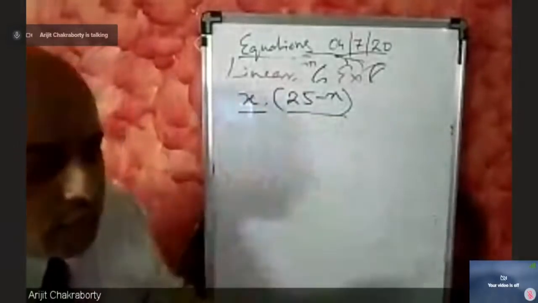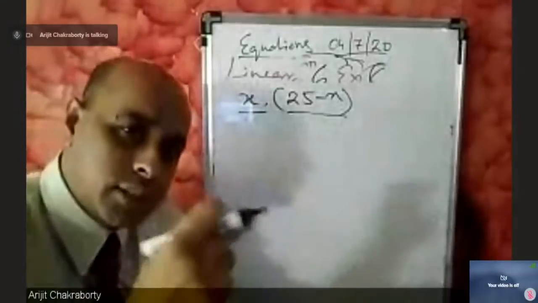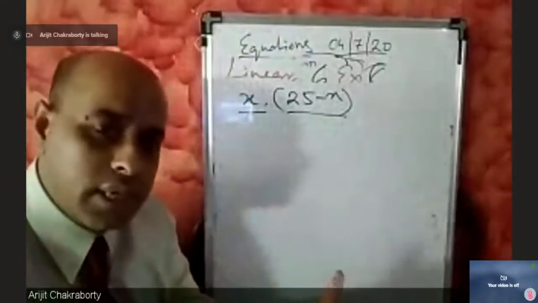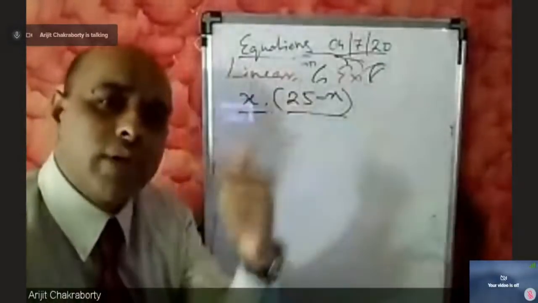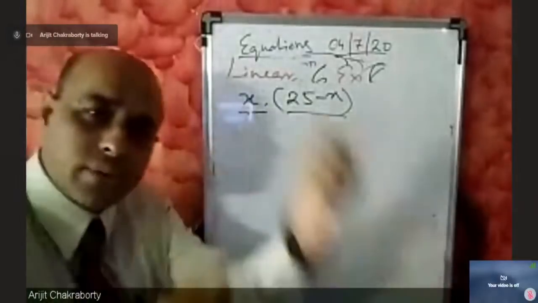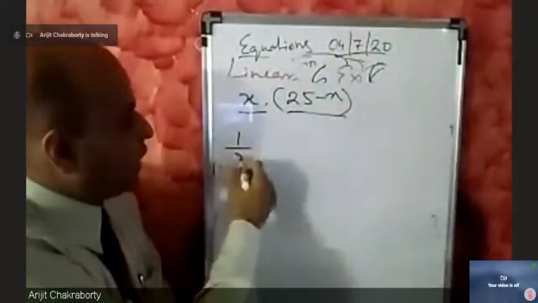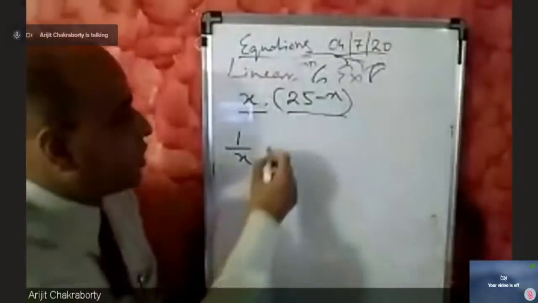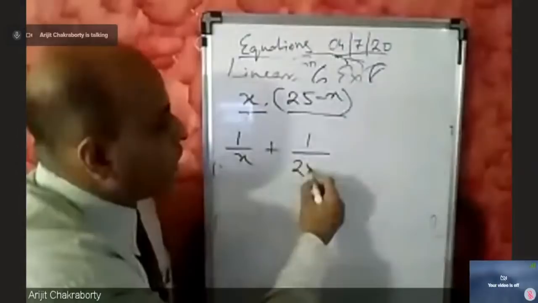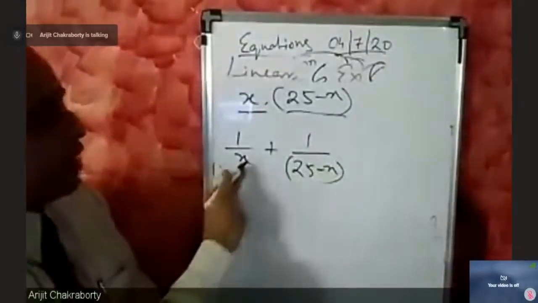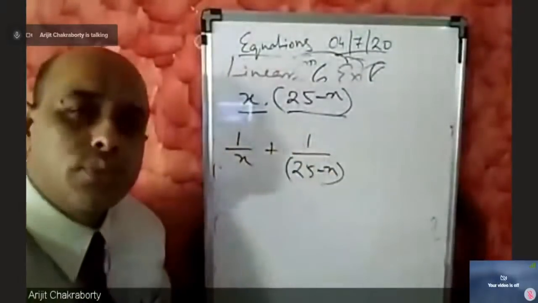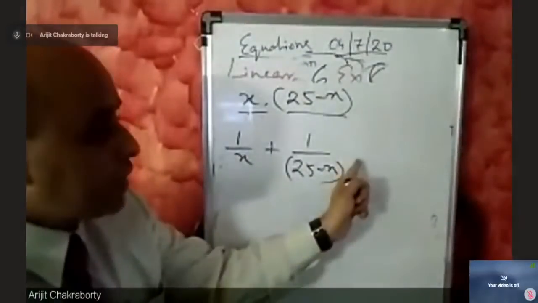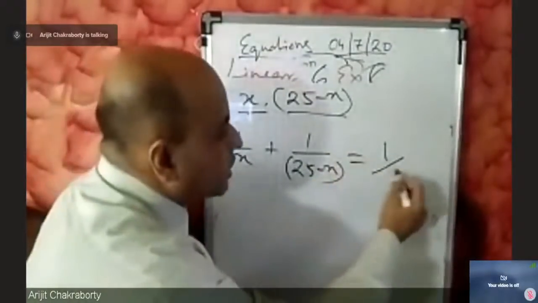The question is given that the sum of the reciprocals will be 1/6. So how do we convert it into an equation? For x, I will take the reciprocal, so it becomes 1 by x. For 25 minus x, again I will take the reciprocal, so it becomes 1 by 25 minus x. 1 by x plus 1 by 25 minus x is equal to 1 by 6.